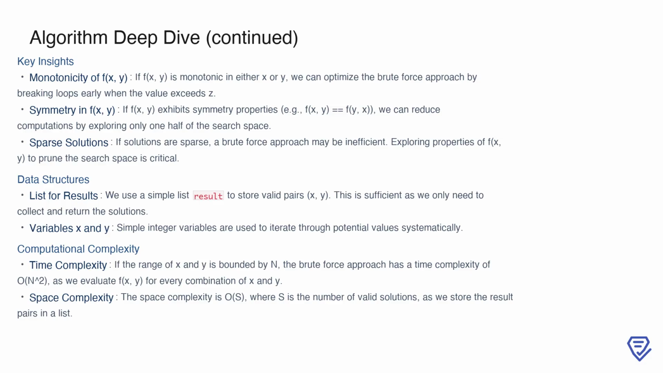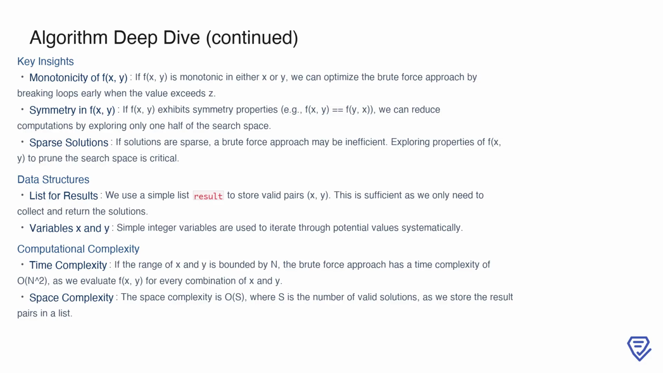Additionally, if valid solutions to the equation are sparse, the brute force method might be computationally expensive. In such cases, analyzing the properties of f(x, y) to refine the search space is crucial. From a data structure perspective, we use a simple list to store valid (x, y) pairs. This is efficient since we only need to return a collection of pairs.